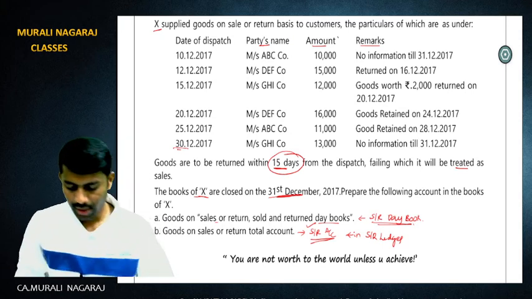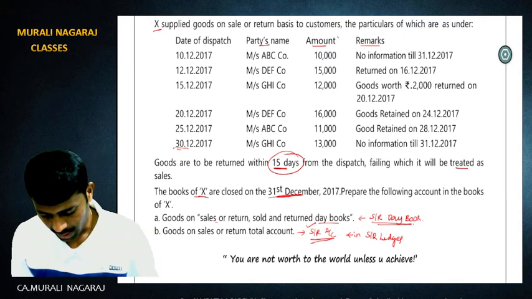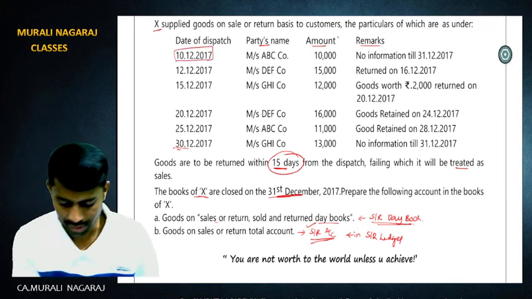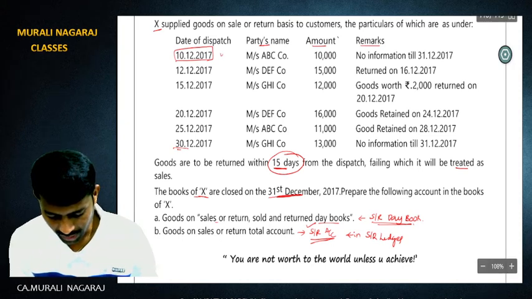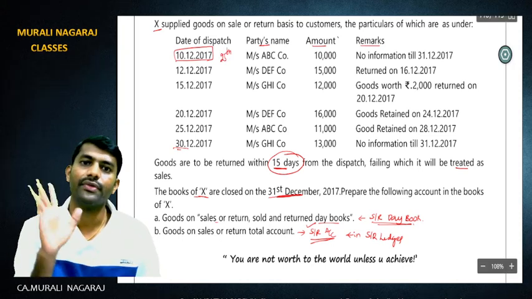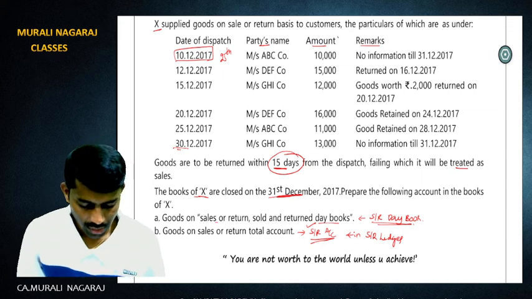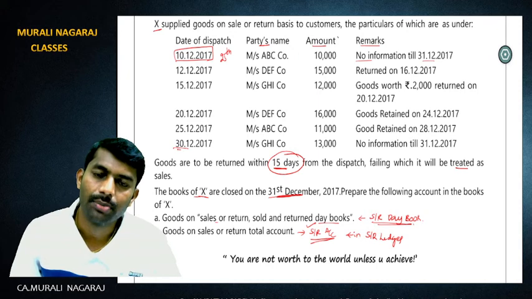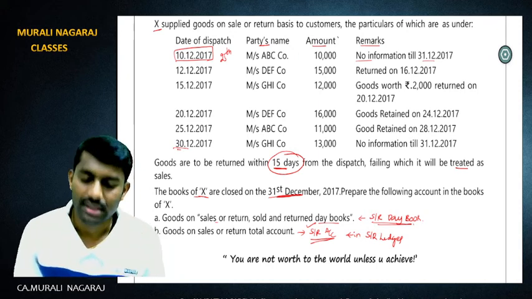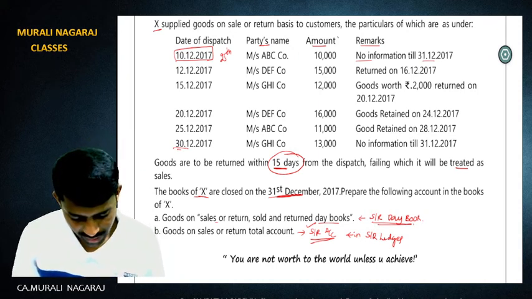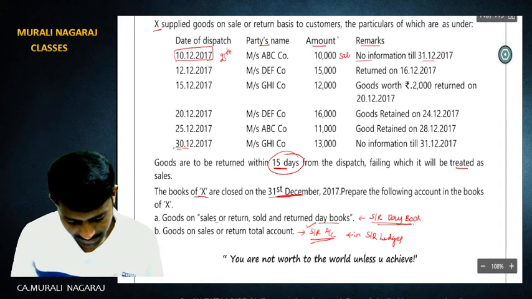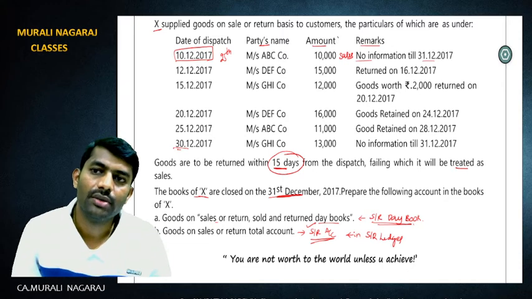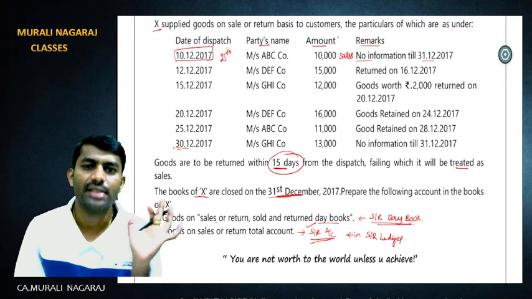Now, let us see. The first one is the 10th. On the 10th I sent the goods, so plus 15 days, it is the 25th. The 25th of December is the due date. But look out, no information till 31st December. That means 15 days has already expired. So since he has maintained silence, it will be booked as sales. First transaction: since the period of 15 days is expired, we will book it as sales.